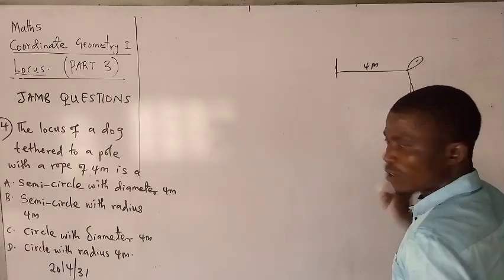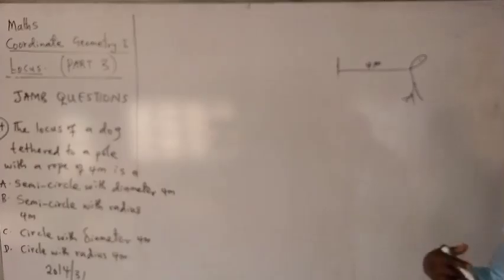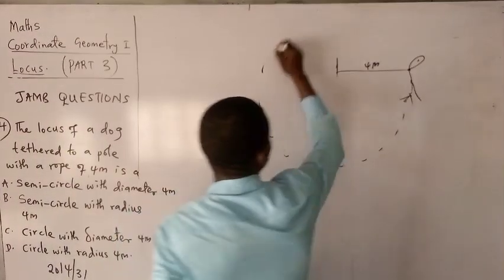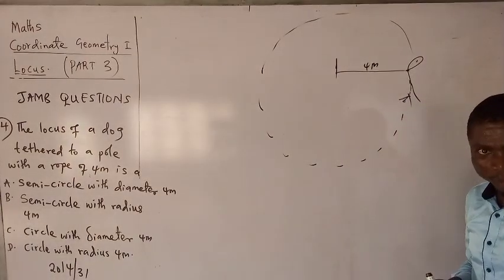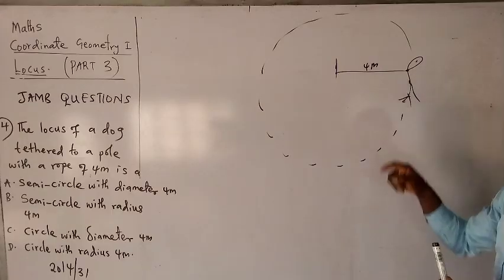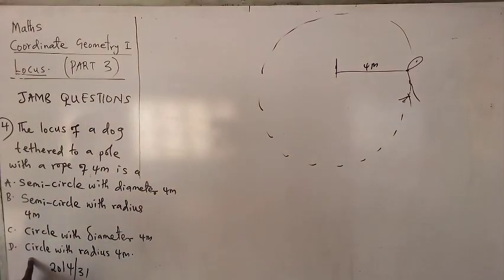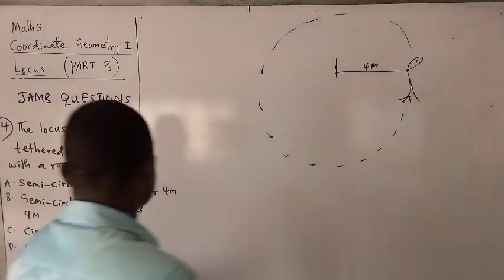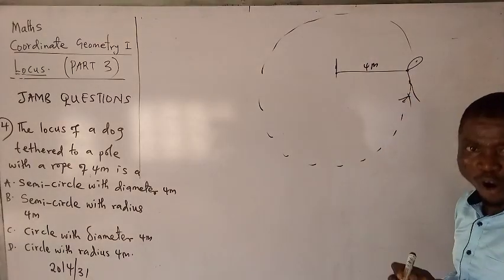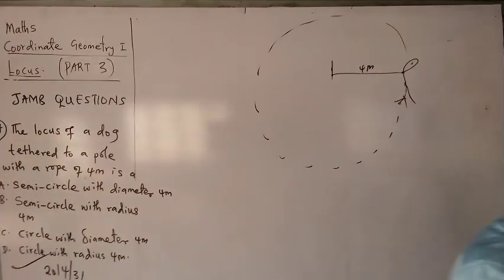If this thing begins to move, maybe if you touch this dog, the dog can begin to move. When the dog is moving, how will it move? Moving around. So if the dog moves around, now the length of the rope cannot be the diameter. So it is not C. Now D, a circle with radius 4 meters. So a circle with the radius 4 meters is the answer. So D is correct. Next question.